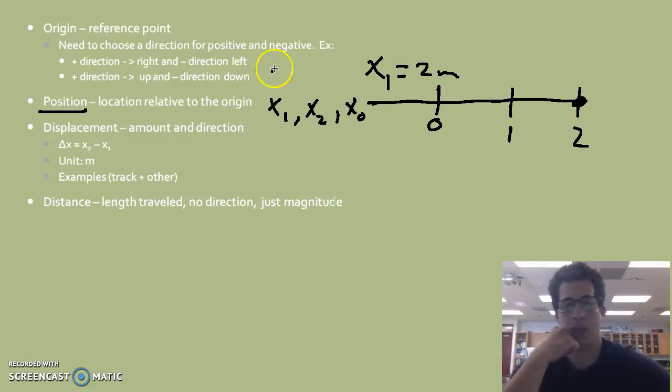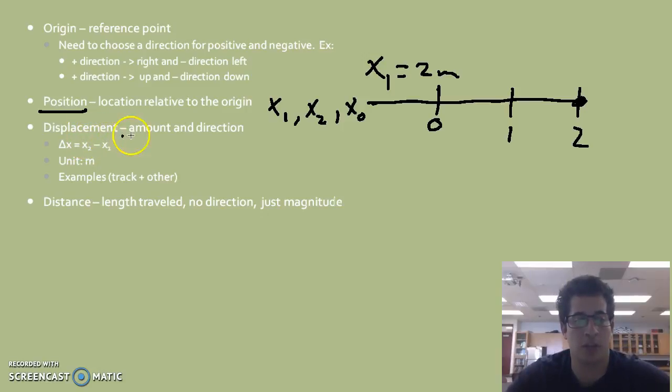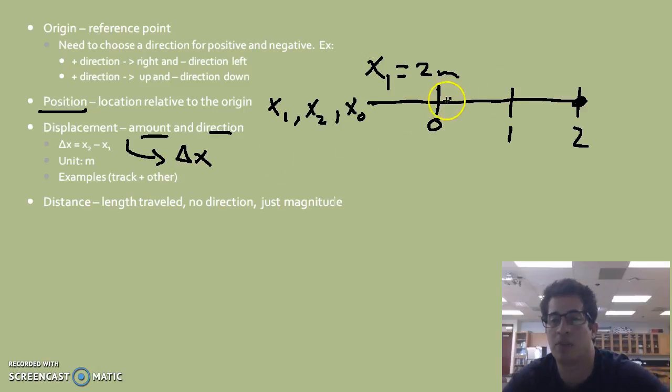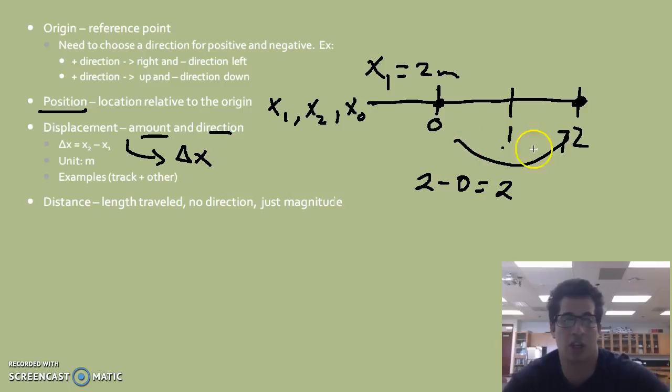And then we'll talk about displacement too, which is also a vector, an amount and a direction. Displacement is defined as a change in position. So the displacement is the change in position. If we started at position 0 and went to position 2, we would find our change in position and have a displacement of 2. Generally for position and displacement, we'll use the unit meter. So if these were 2 meters, that would be a displacement of 2 meters.